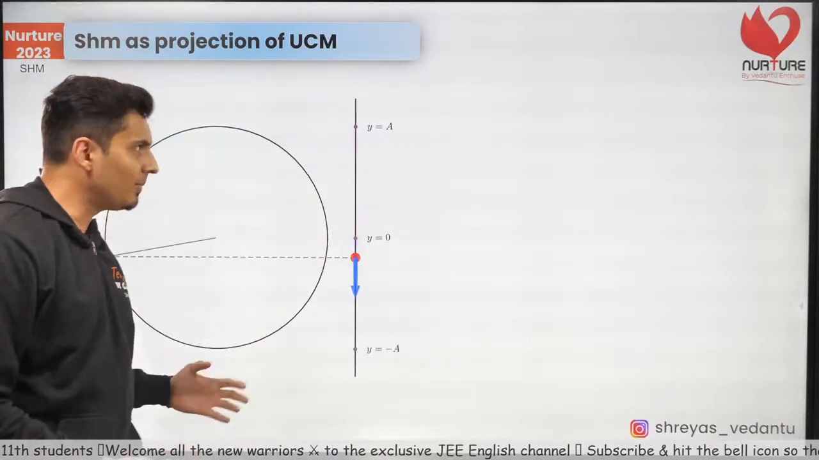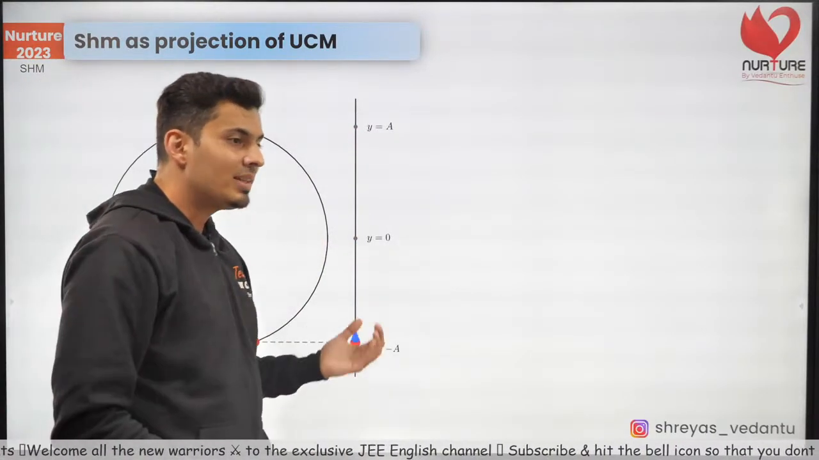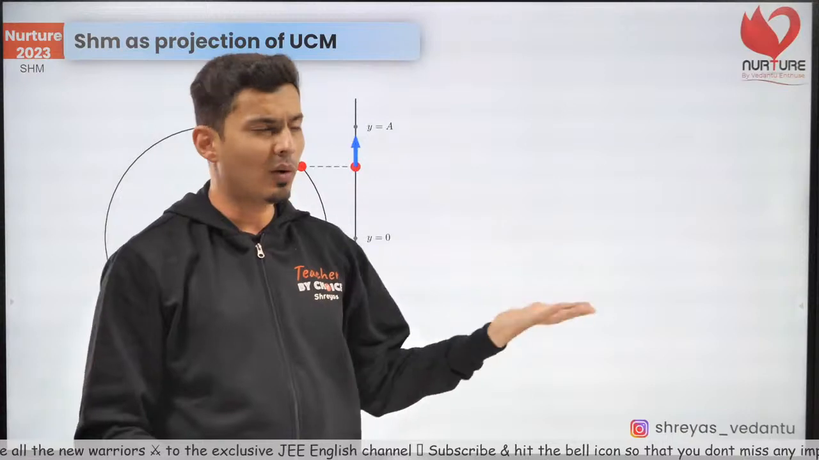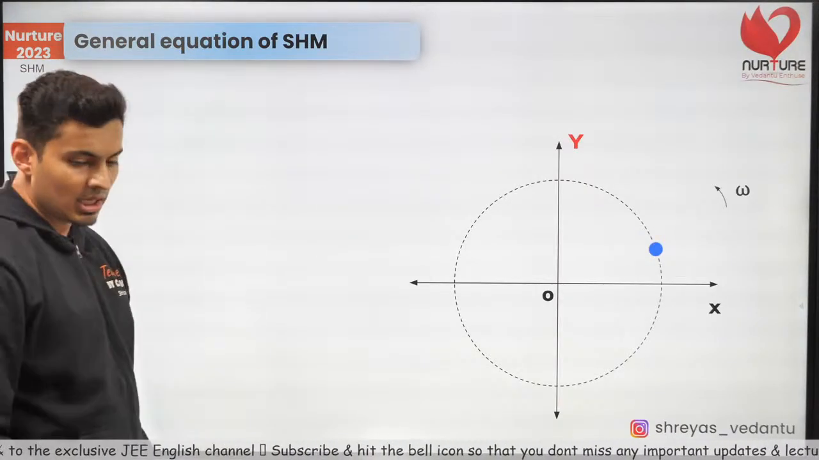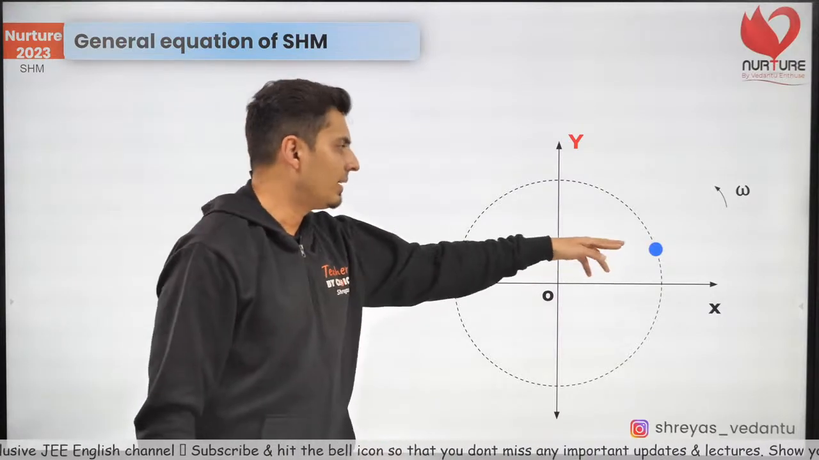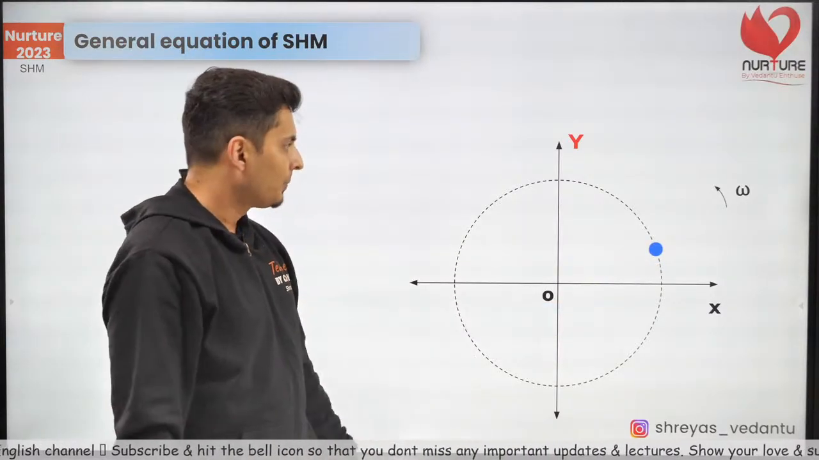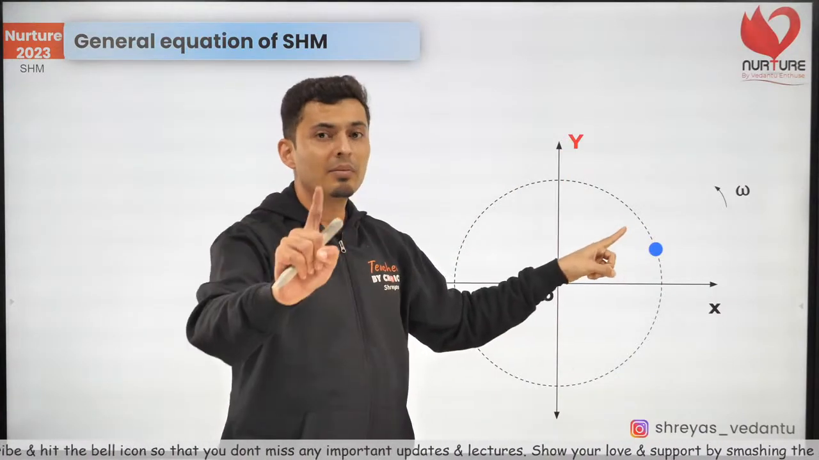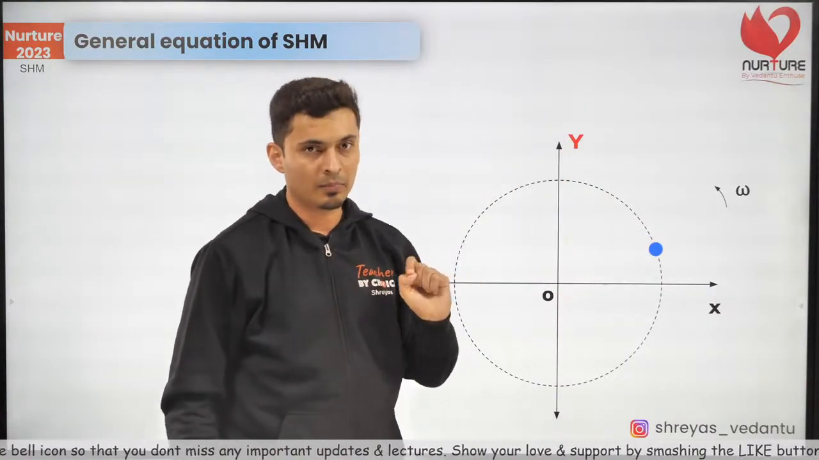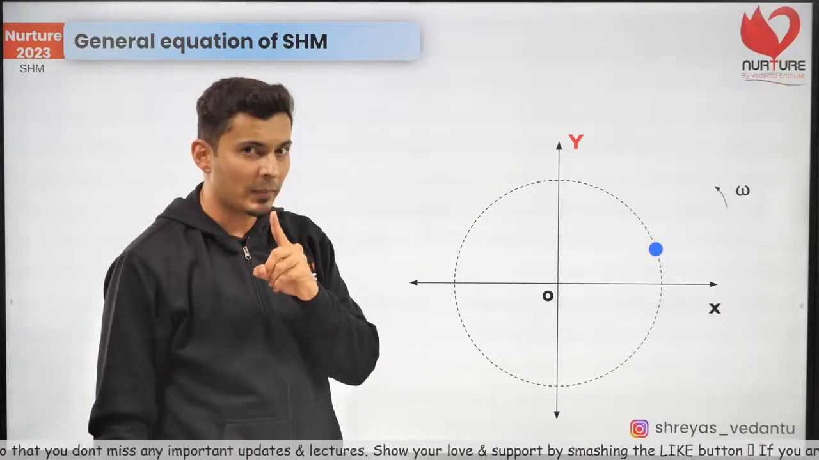Now the question comes of what about the other terms like phi, x or y and all these things. Let's come to that. For that I have shown one particle, and this particle is going in a uniform circular path with angular speed omega.